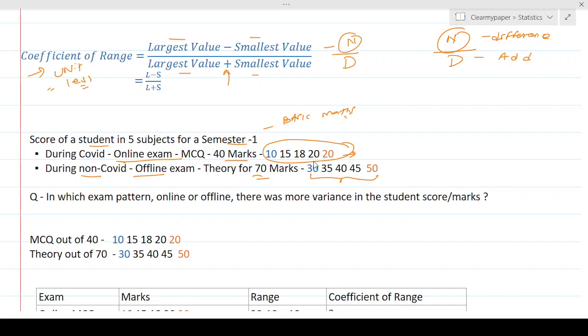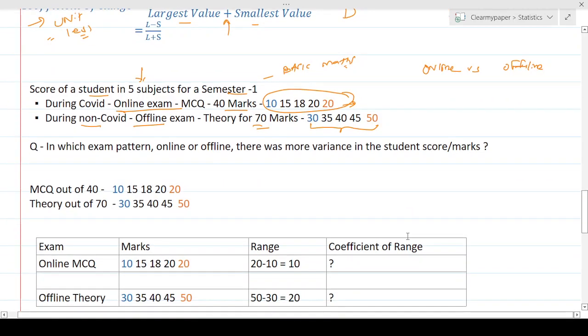Now we are comparing. What we need to compare is where the student is consistent. Is he scoring better for the same set of 5 subjects in the MCQ world, or is he doing better in the offline world, which is a theory paper for 70 marks? So we are comparing online exam versus offline, to see in net where the student is more consistent, or where the student varies more across marks. That's the question I have put here: in which exam pattern, online or offline, was there more variance in the student's score or marks? Let's try to calculate that.